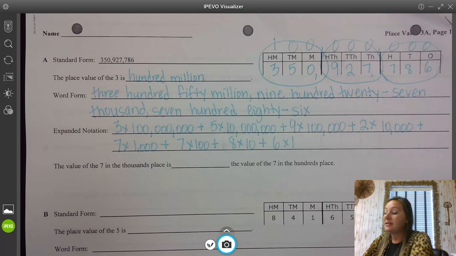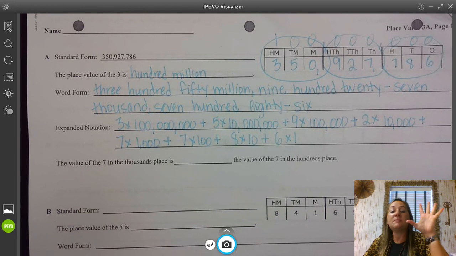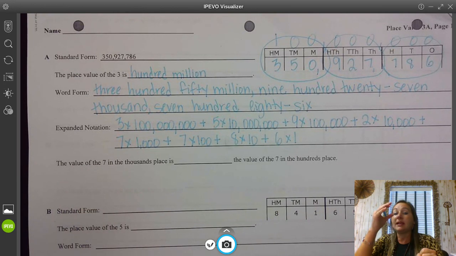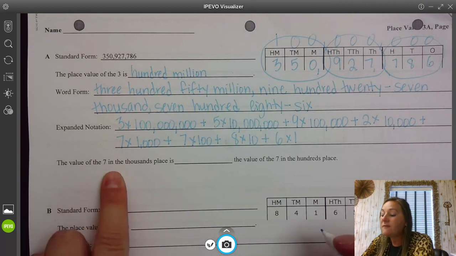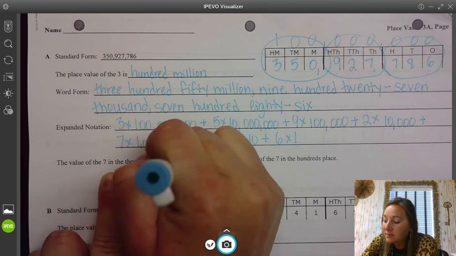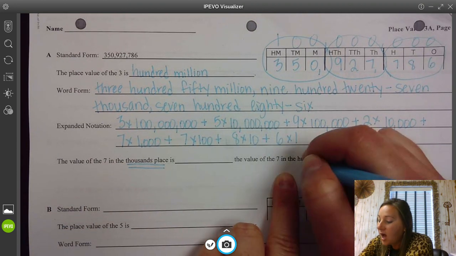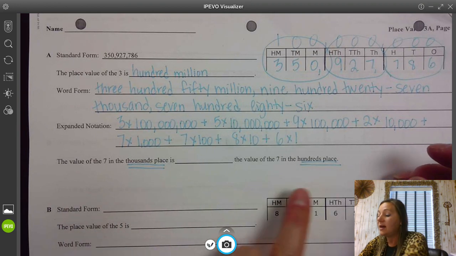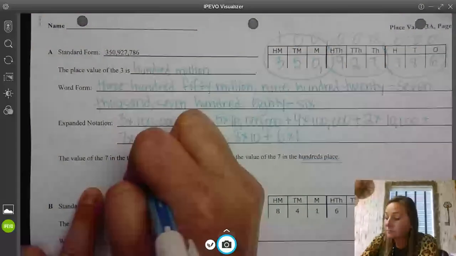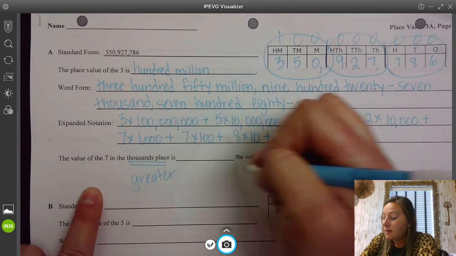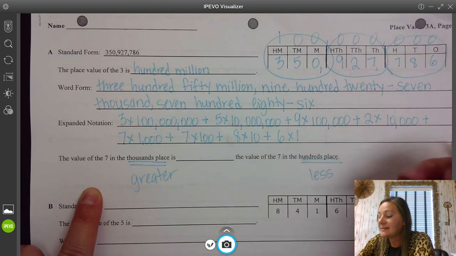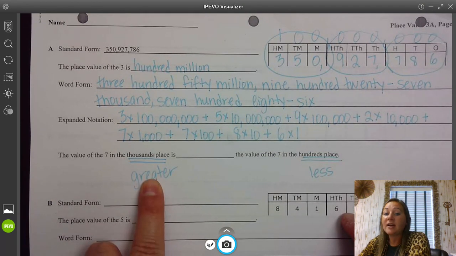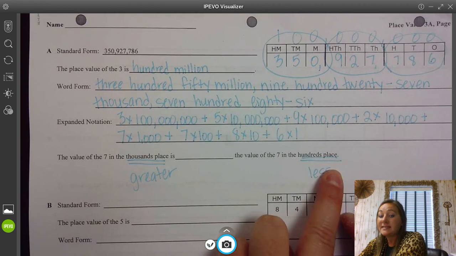All right, relationship. This one's going to talk about the relationship between the value in one place value and the value in another. Always think 10. We have a base 10 number system. So the value of the 7 in the thousands place is blank the value of the 7 in the hundreds place. So is the thousands greater or less than the hundreds? It's greater. And the hundreds place is less. So if the thousands place is greater, how much greater than the hundreds? 10 times greater.